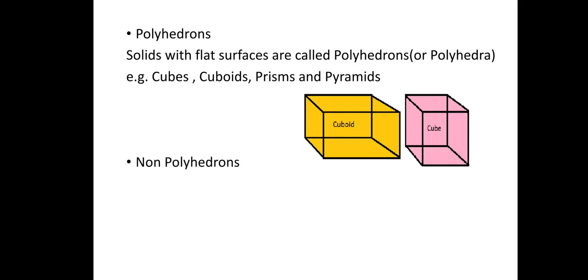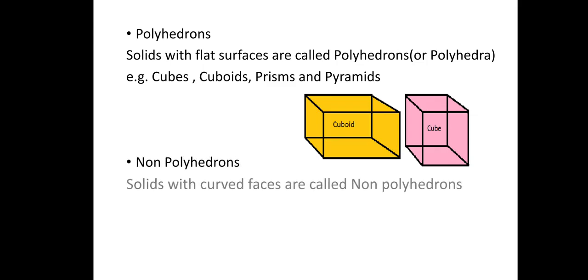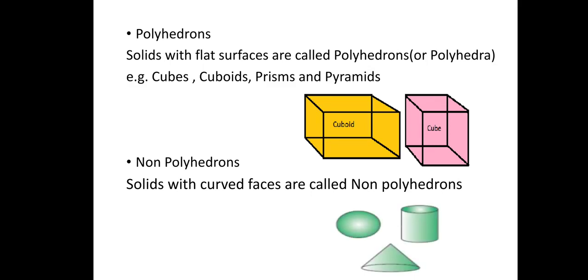Now, what are non-polyhedrons? Solids with curved faces are called non-polyhedrons. Examples: spheres, cylinders and cones. They are not polyhedrons because these are not made up of polygonal regions, or these are the solids with curved faces.